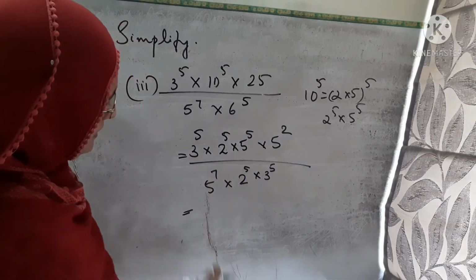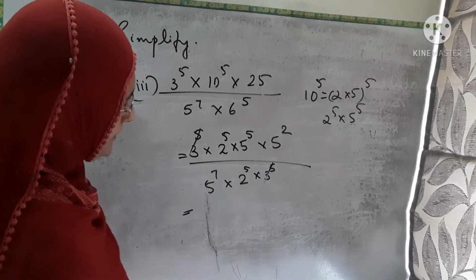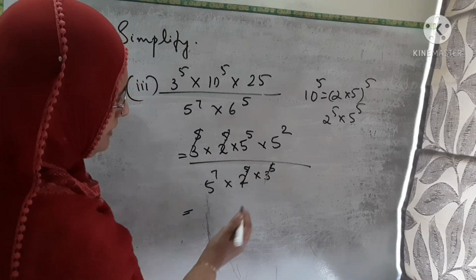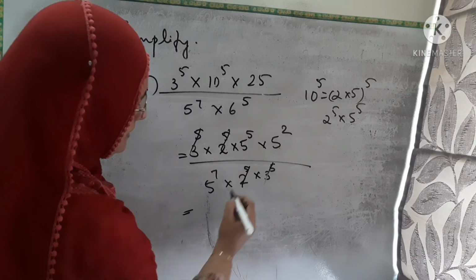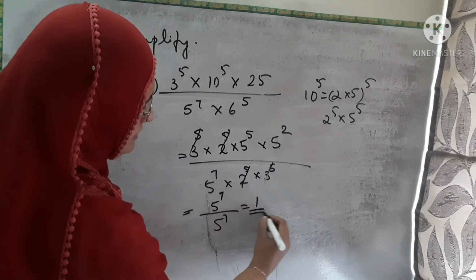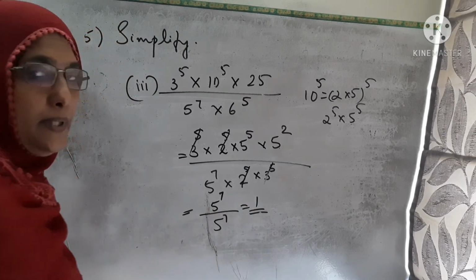Now take the common ones. 3 raised to 5 and here also 3 raised to 5, cut off. 2 raised to 5 and here also 2 raised to 5, that also cuts off. Then 5 raised to 5 into 5 square is 5 raised to 7, and again 5 raised to 7, that is also cut off. So the final answer will be 1.